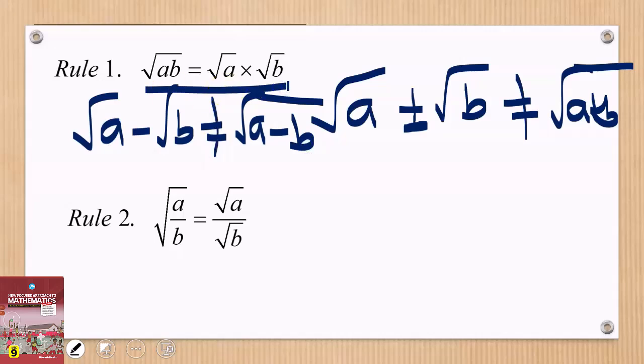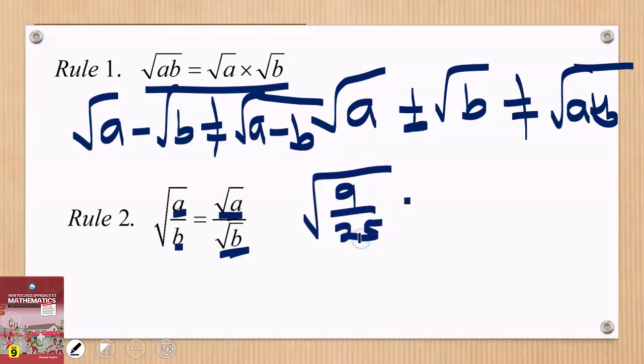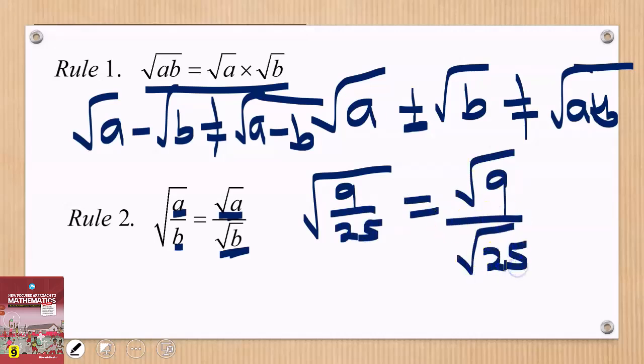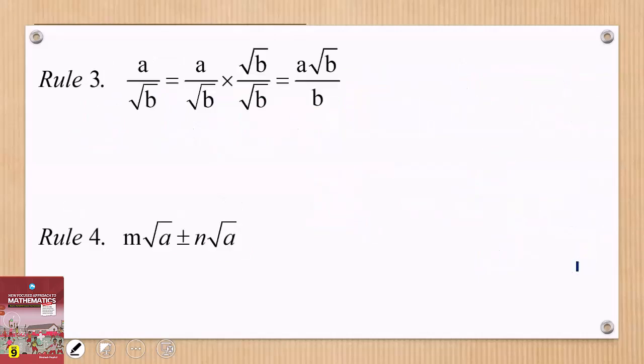When we come to division, yes, it works the same way. That if I have square root of A over B, it is the same as separating root A and root B. What it means is that if I have square root of, let's say, 9 over 25, I can easily write this as root of 9 separately, root of 25. Of course, root of 9 gives me 3, while this one gives me 5 as well. And so this is what the second rule is trying to teach us.